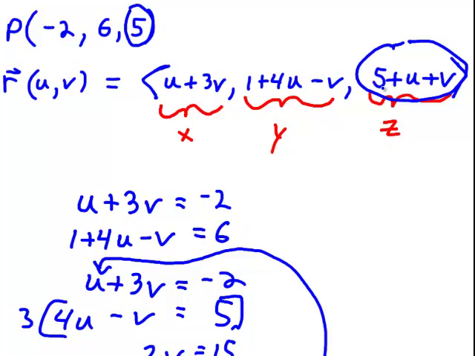So if I plug in plus 1 for u and minus 1 for v, of course I get just 5 for z, so that the parameters u equals 1 and v equals negative 1 do in fact generate the point (-2, 6, 5), so the point (-2, 6, 5) lies on the surface given by r(u,v).